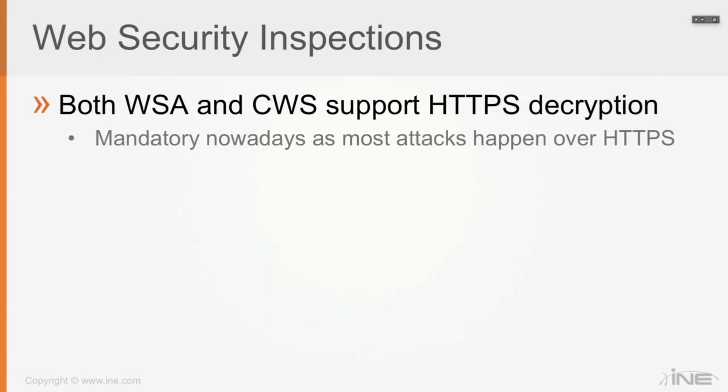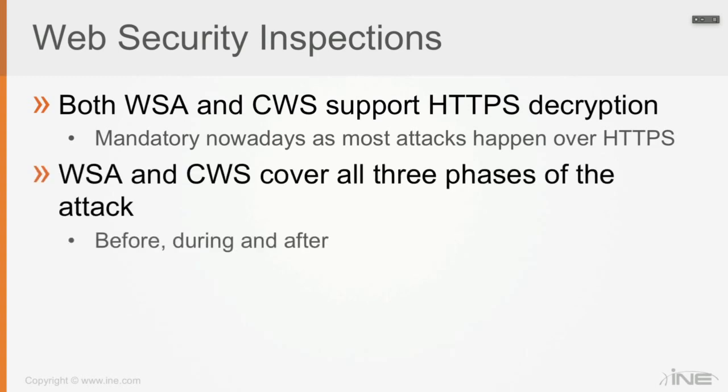Now, web security inspections. Both web security appliance and cloud web security support HTTPS decryption, which nowadays is mandatory because most attacks happen over HTTPS. Because that session is encrypted, a lot of attacks, or a lot of application tunneling, can happen over HTTPS. So ideally, you should have a proxy which supports HTTPS decryption.